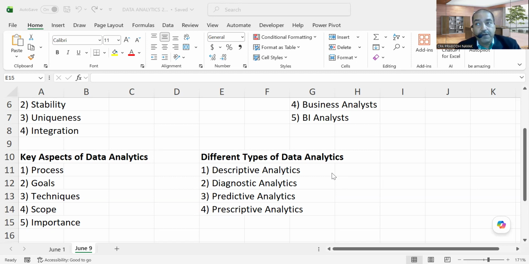Predictive analytics, आगे क्या होगा? This has happened in the past. Now, what about the future? Is the revenue going to increase? Or are we going to see a further decline in the sales? So, in that case, that is called as predictive analytics, predicting the future.